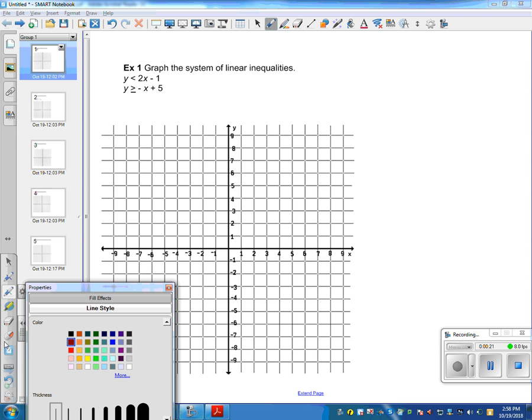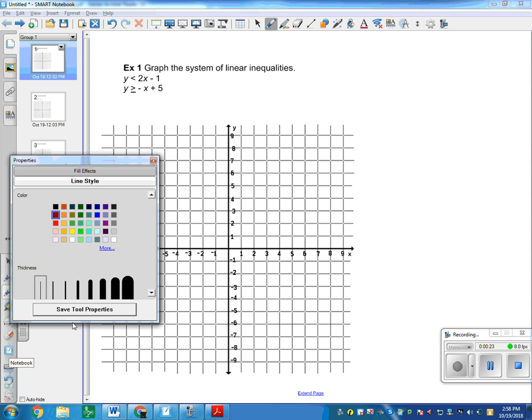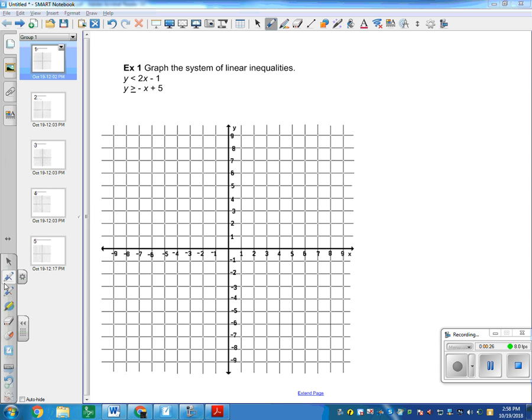What is the slope and y-intercept of our top inequality? I think I heard m is 2 and b is -1. Is that what you said? You would be correct if that is what you said. M is 2, b is -1. Very good. What is the slope and the y-intercept of our second inequality? M is -1 and b is 5.